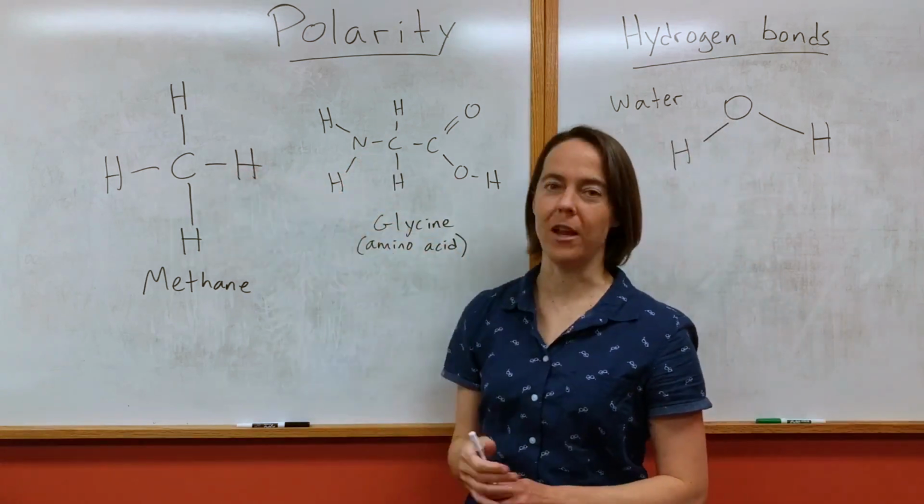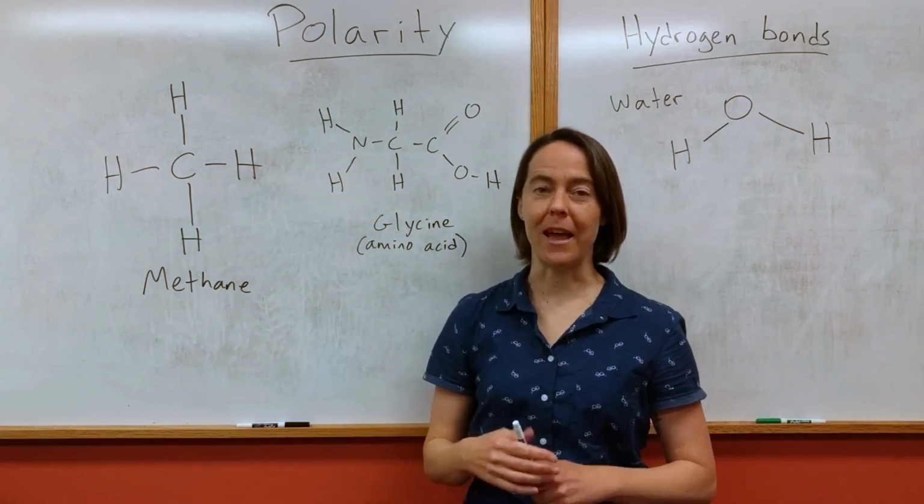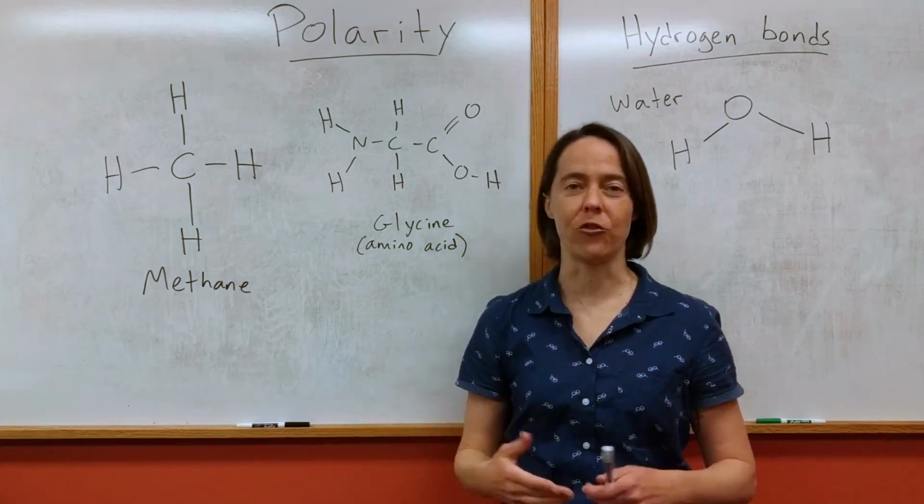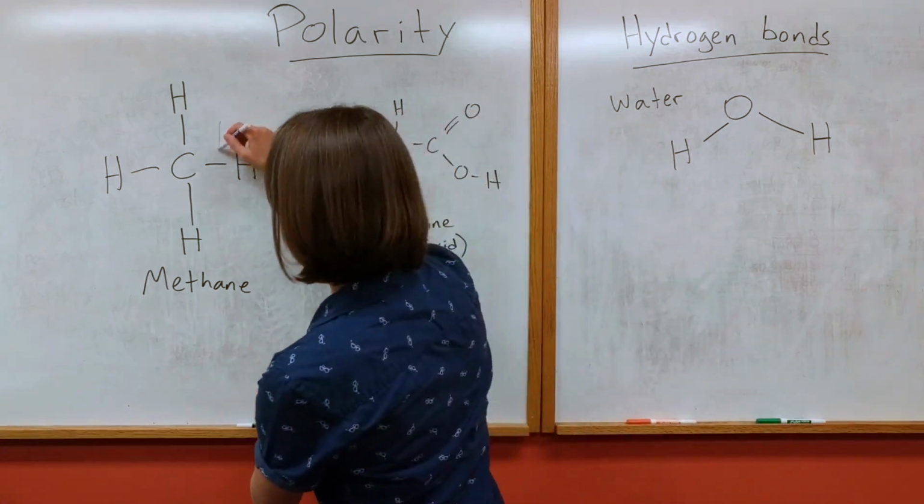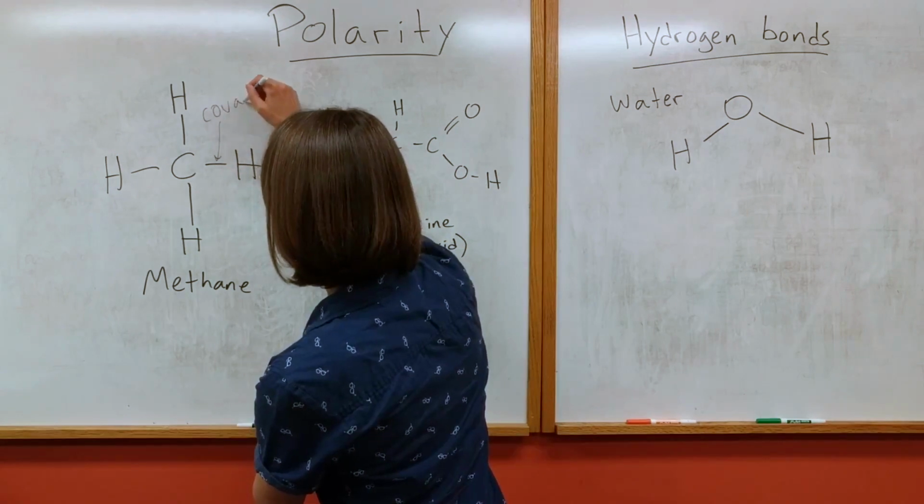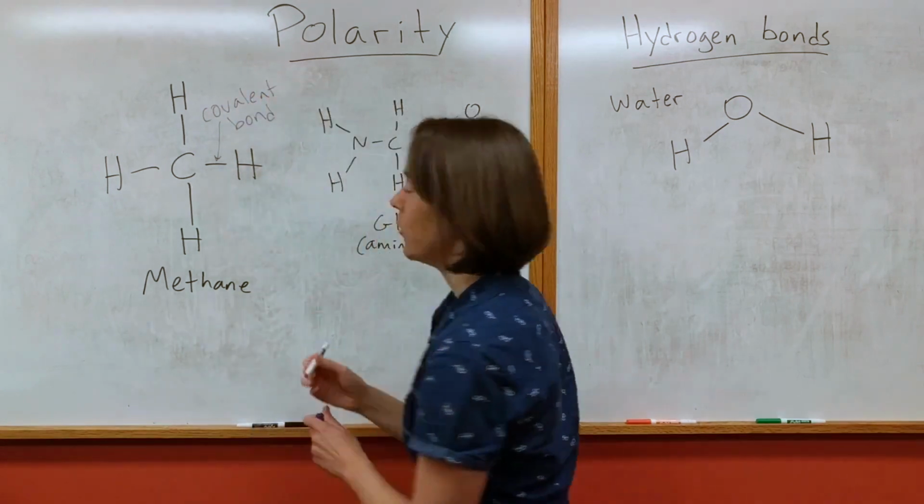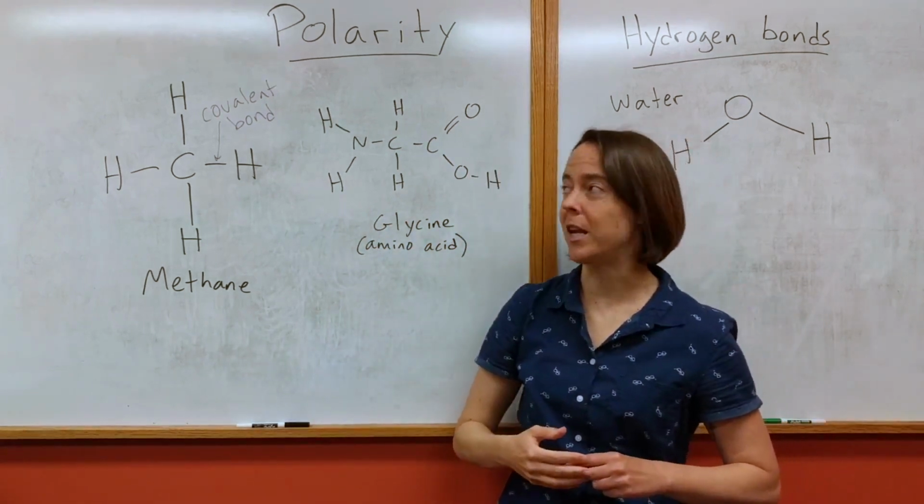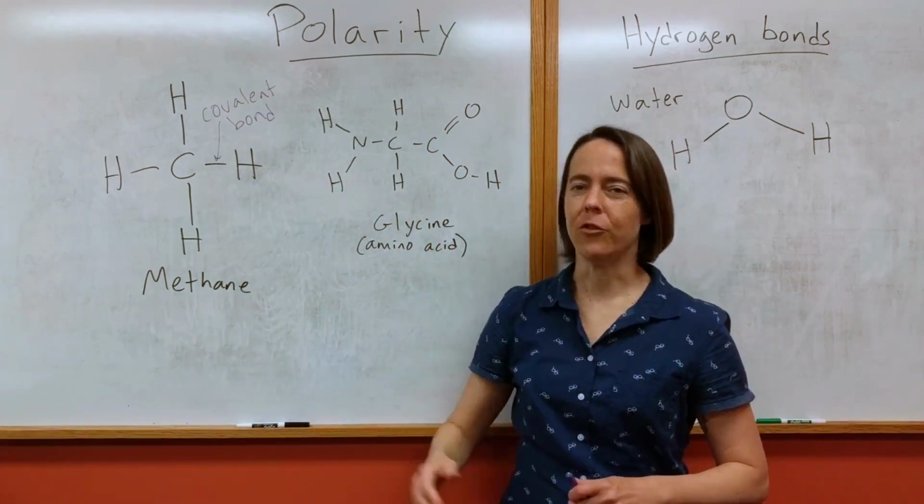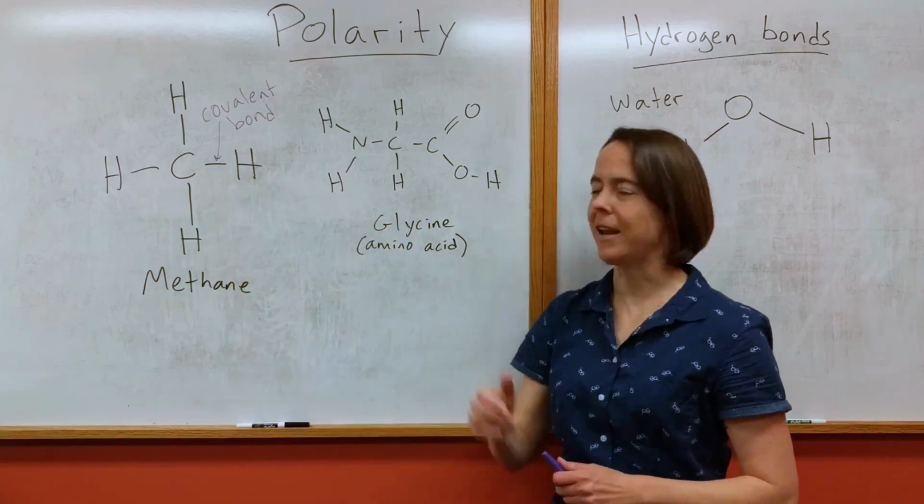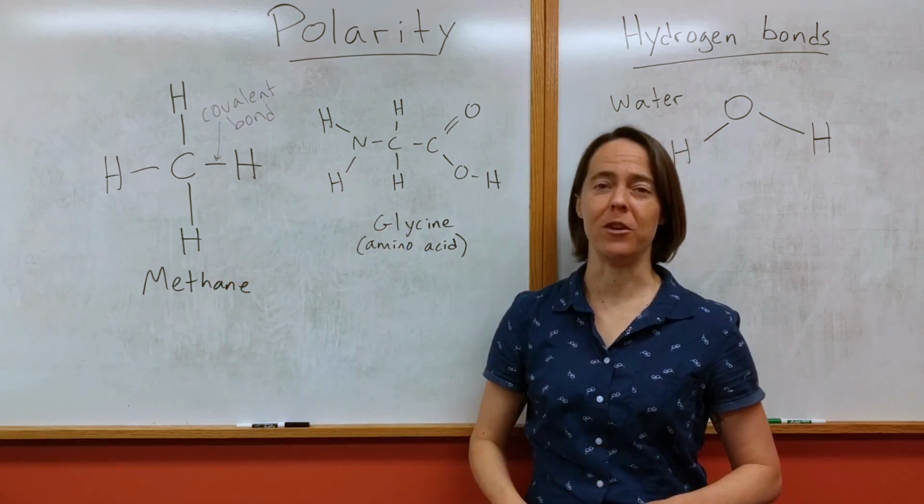And the lines represent covalent bonds. That means that the two atoms are sharing electrons with each other. So I'll label that as a covalent bond. It's a pretty strong bond. Usually to break it, you need an enzyme. So the bonds in methane and in glycine are a little bit different from each other.